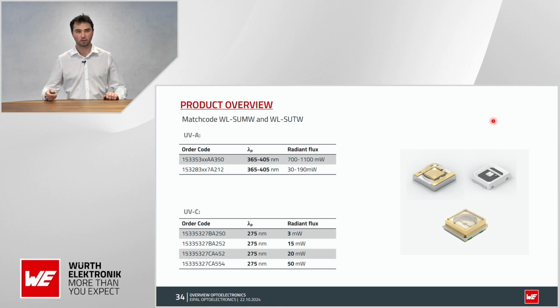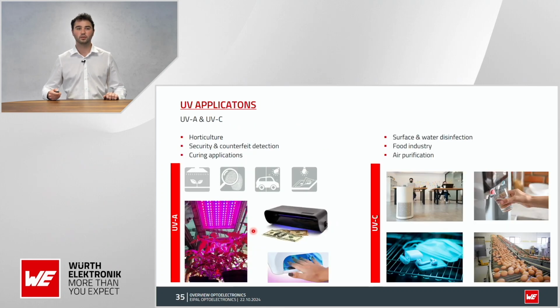Another group is the UV LEDs. There we have this in UVA and UVC. UVA means 365 nanometers to 400 nanometers, and UVC is at 275 nanometers. So the UVA, you can use it for horticulture, but mainly it's used for curing applications. If you want to cure some glues, industrial glues or adhesives, then you use this. On the other hand, the UVC, you can use it for surface and water disinfection.